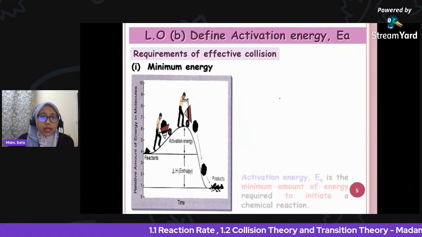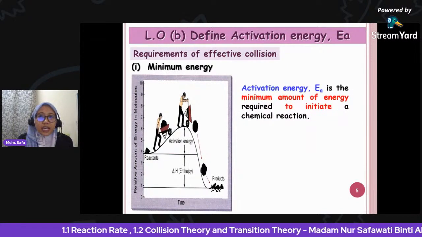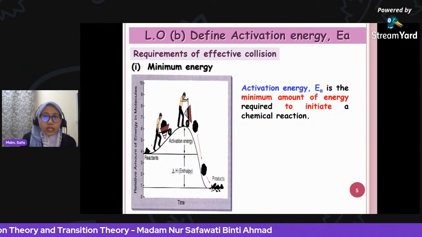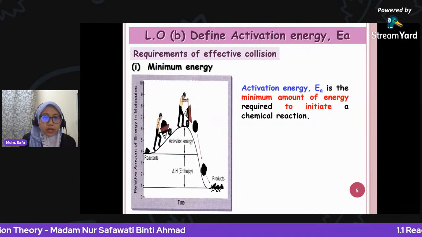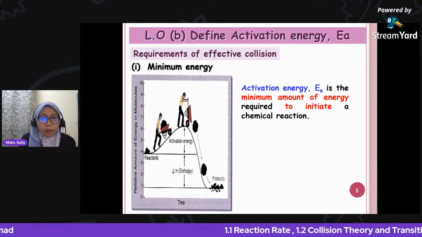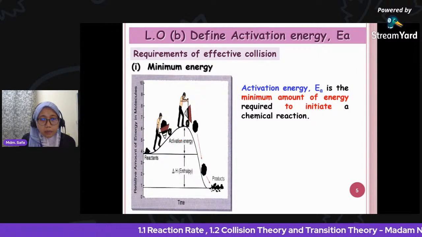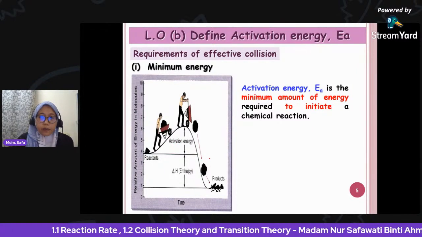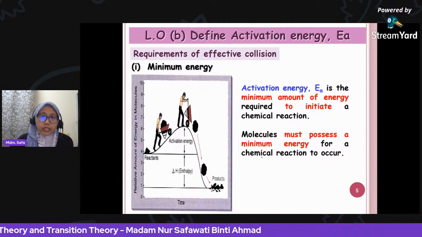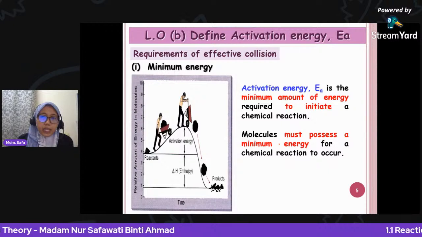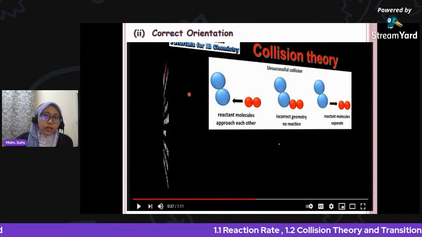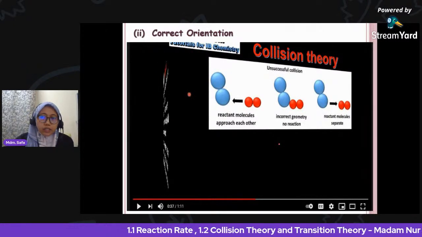So minimum energy, what is the minimum energy here? The activation energy is the minimum amount of energy required to initiate the chemical reaction. So reactant untuk dapat produk, dia mesti sama atau lebih daripada activation energy or the minimum energy, baru dia boleh jadi produk. Itu yang dimaksudkan sini tadilah. Must possess a minimum energy for the chemical reaction to occur. Right? And then, what is the correct orientation?